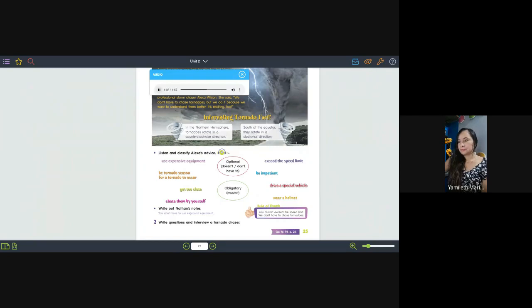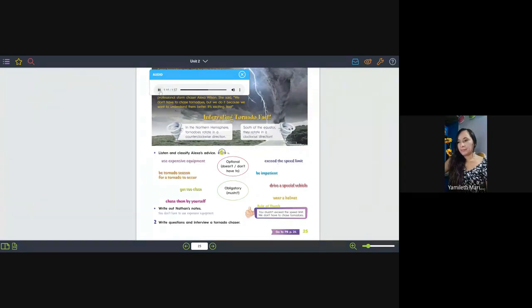You mustn't exceed the speed limit, and you mustn't get too close to a tornado. This is the other obligatory mustn't. You mustn't exceed the speed limit. You mustn't get too close to a tornado.